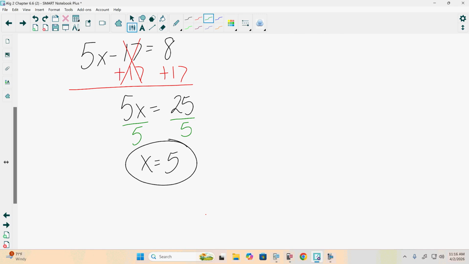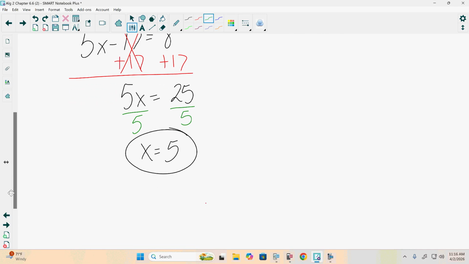Telling us x is equal to 5. It doesn't show as much here, but we do need to be careful with logarithms, because the value of this variable cannot cause the expression inside the logarithm to become negative.